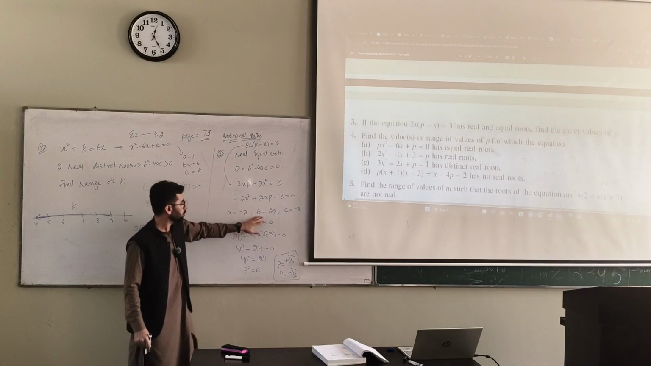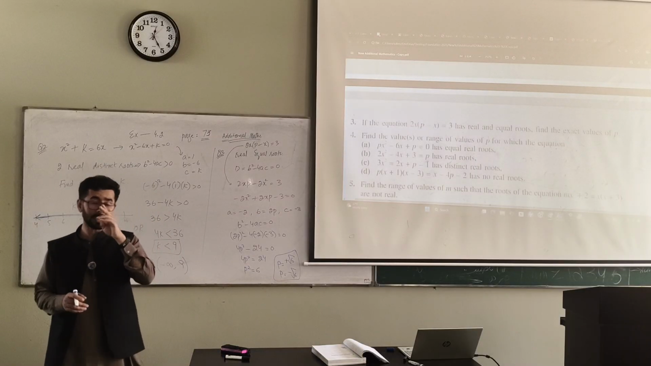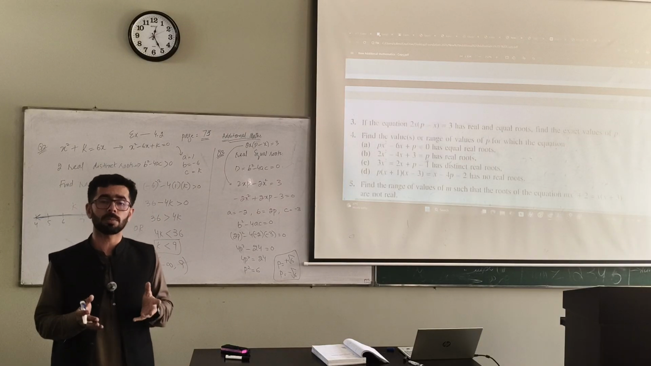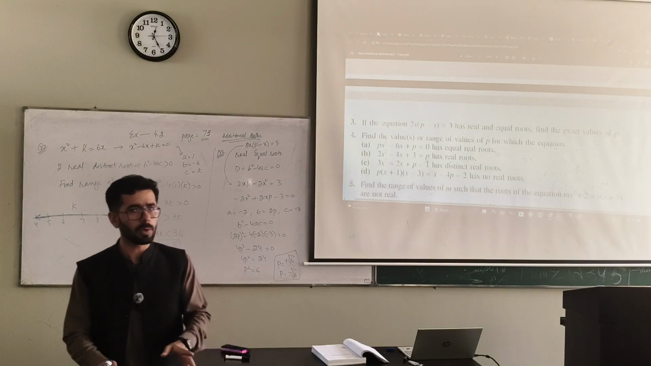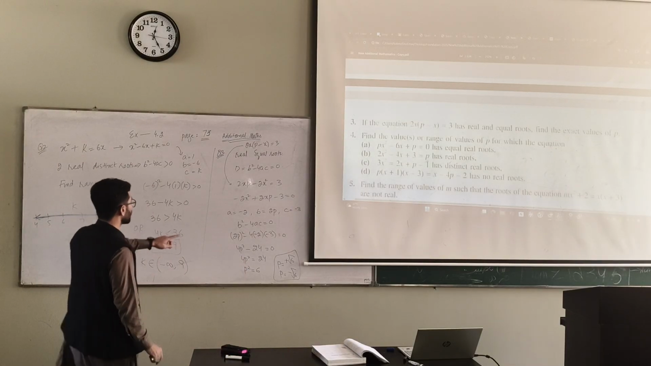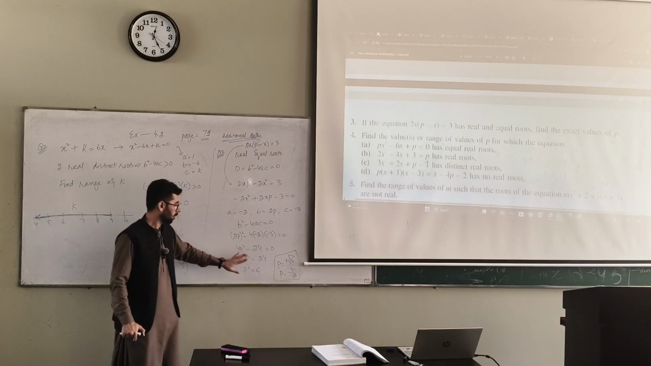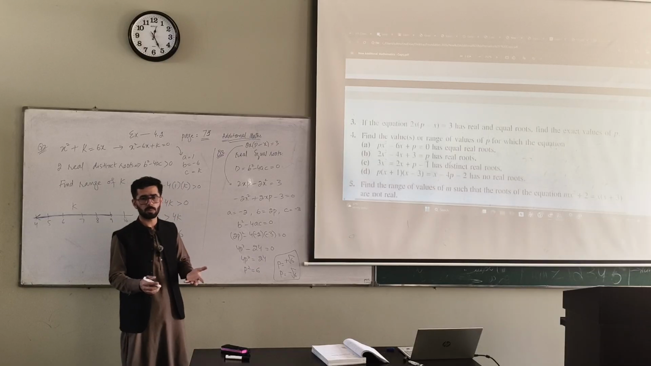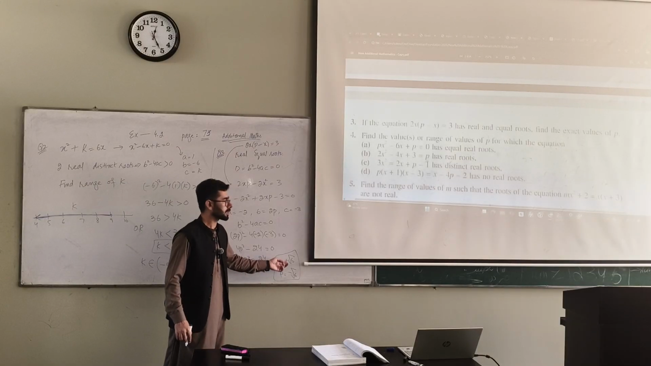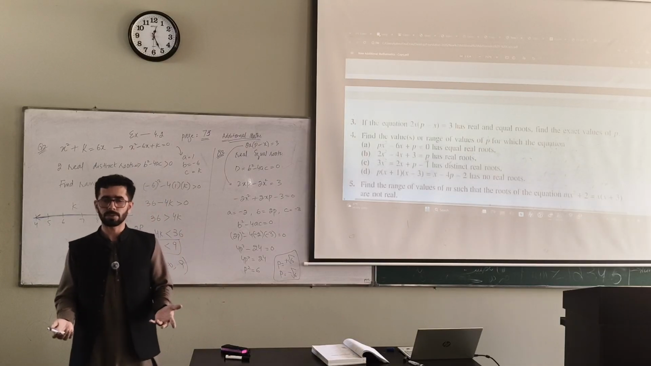Our a value is negative 2, b is 2p, c is negative 3. We plug values into the discriminant, and it must be equal to 0 because the condition says it has real and equal roots. So we have 4p squared minus 24 equal to 0. We solve the equation and get p squared equals 6. Taking the square root on both sides, p equals positive square root of 6 or p equals negative square root of 6. It can have both values.